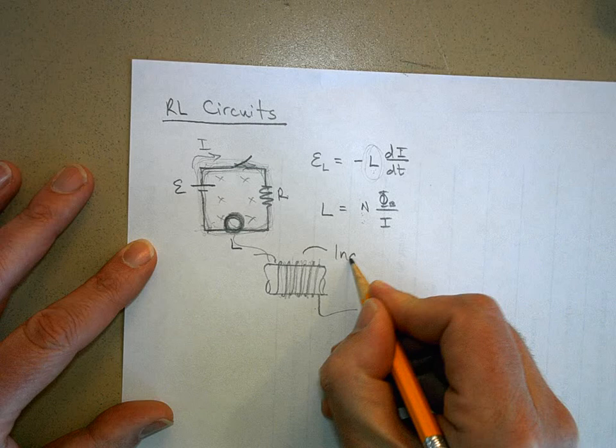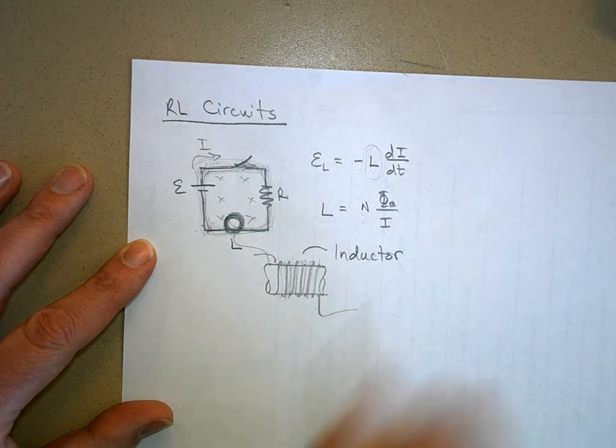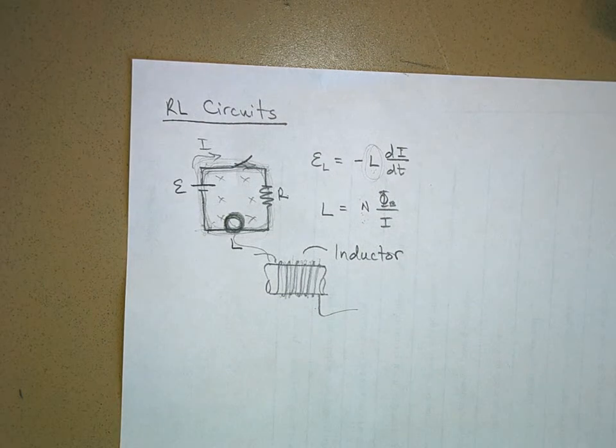This is an inductor. An inductor is a device that dramatically increases the inductance within a circuit, just as a resistor is a device that dramatically increases the resistance of a circuit. Okay? Now, what does an inductor do? It allows a circuit designer to control the rate at which current changes within the circuit.